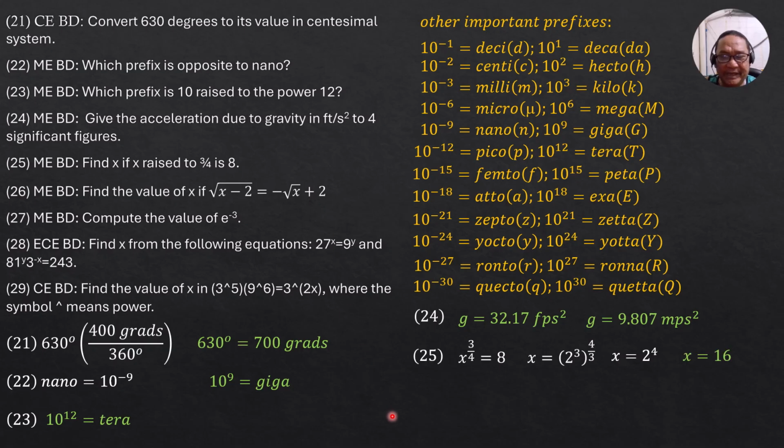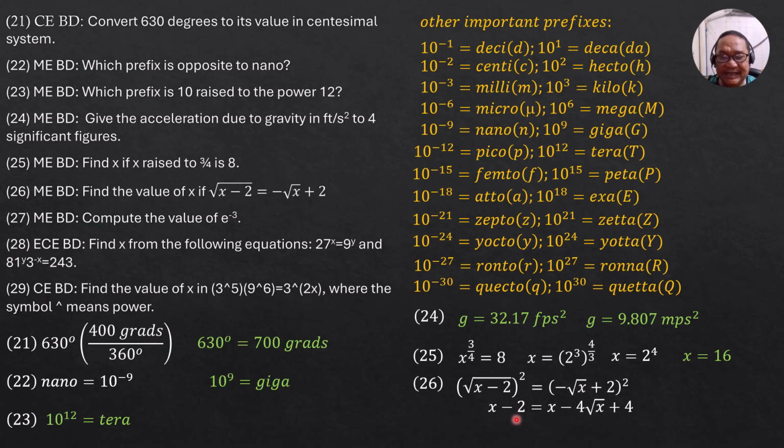So all we have to do is square both sides first. After we square both sides, it becomes x minus 2. Square also the second. So x minus 2 equals negative square root of x squared is x. Then twice the product, which is 4, negative 4 square root of x. Then square of the second, which is 4. So x minus 2 is equal to x minus 4 square root of x plus 4.